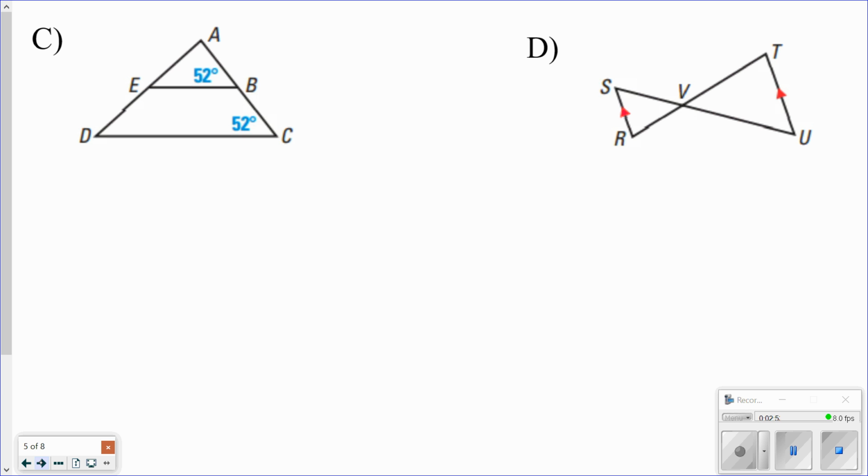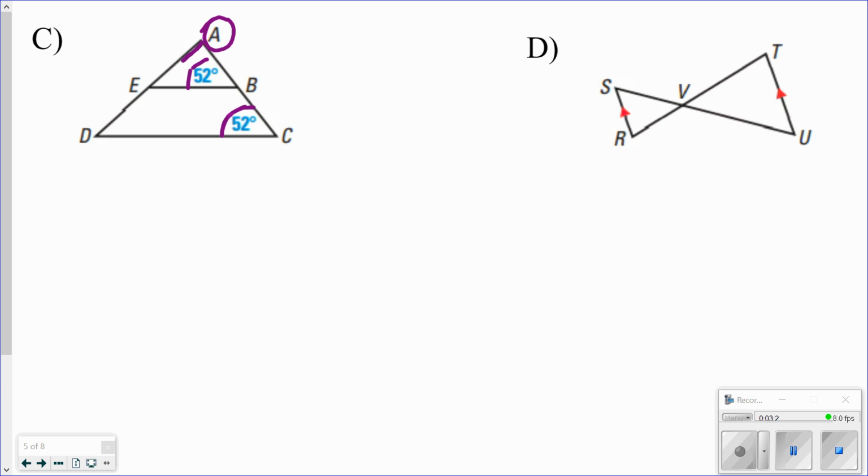All right, see here. Is this enough information to prove that these two triangles are similar? Yes or no? So if I look here, I notice that this angle here is 52. This angle here is 52. So I do have angles that are congruent. Looking at this triangle, though, there is another angle that they both share or both have in common. Which angle is that? Angle A.